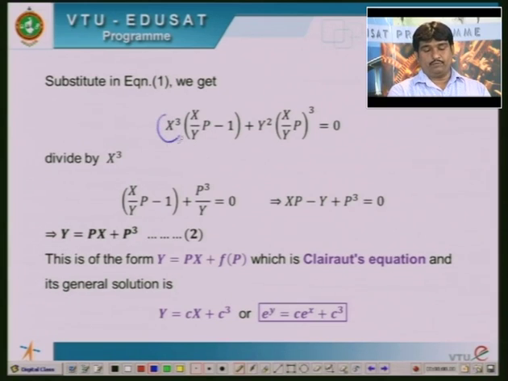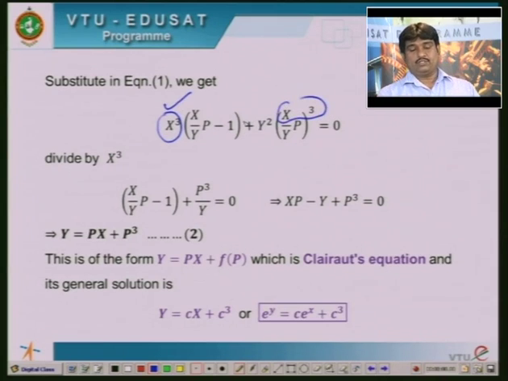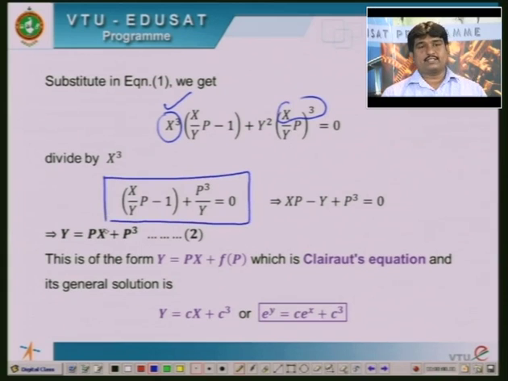If you divide throughout by x cube, we'll get rid of this term, as well as we have one more x cube here, and this 1 by y the whole cube is y cube, y square by y cube is 1 by y. We get x divided by y into p minus 1 plus p cube divided by y equals 0. Multiply throughout by capital Y now to get this equation.